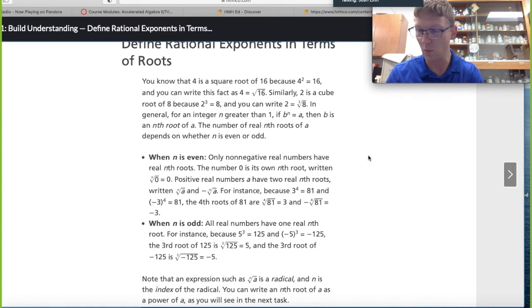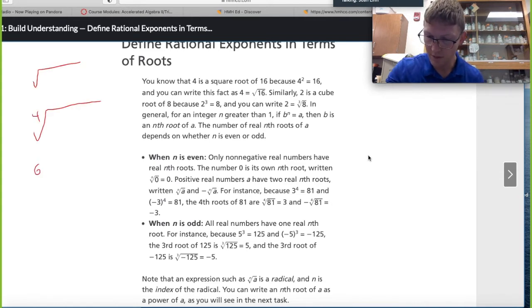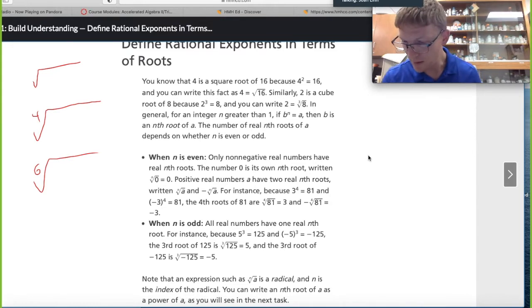So first of all, when n is even, so that's going to be something that we're used to, like square root, if we were going to do the fourth root, the sixth root. So all of these have similar characteristics, and that is there are 2 real nth roots.